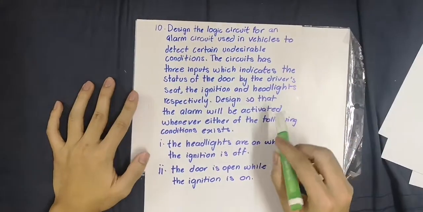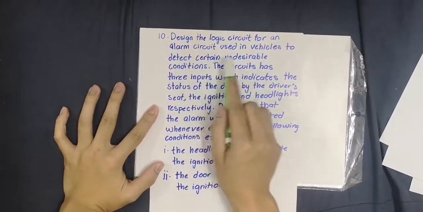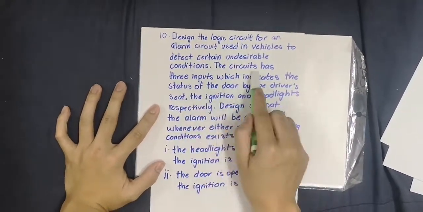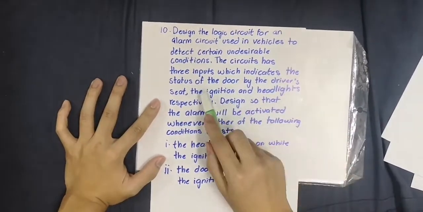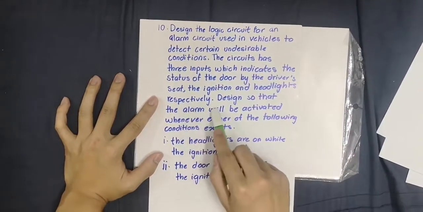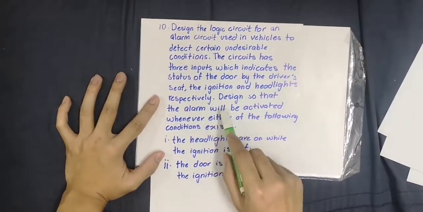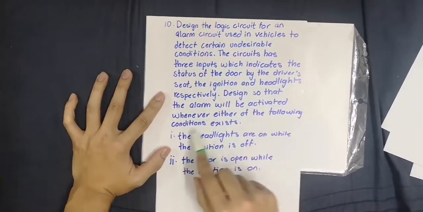Okay, here is the first question. It says to design the logic circuit for an alarm circuit used in vehicles to detect certain undesirable conditions. The circuit has three inputs, which indicate the status of the door by the driver's seat, the ignition and the headlights respectively. It is designed so that the alarm will be activated whenever either of the following conditions exists.